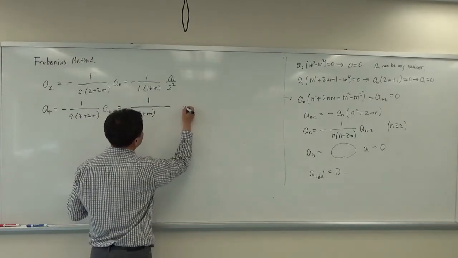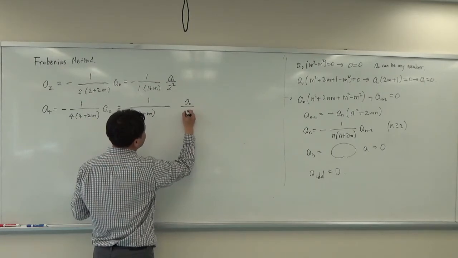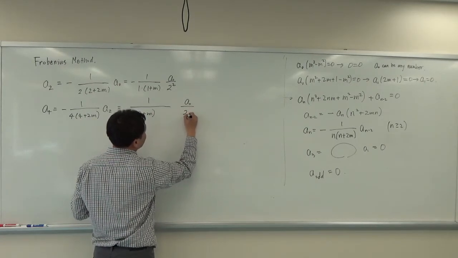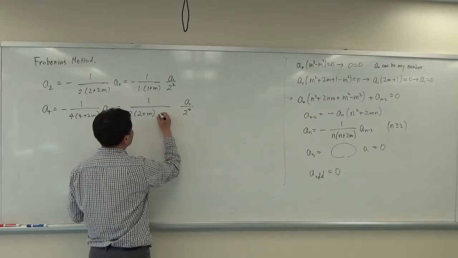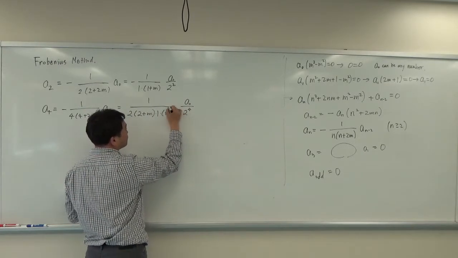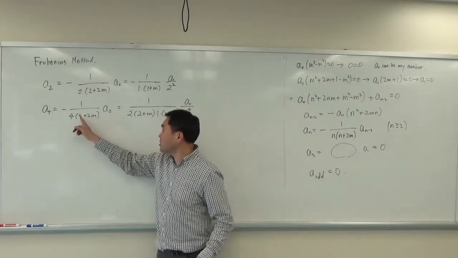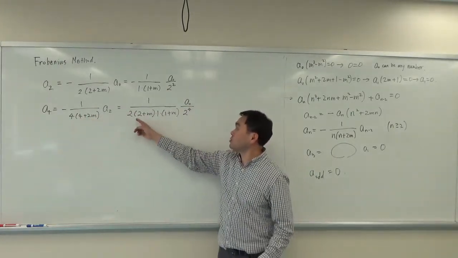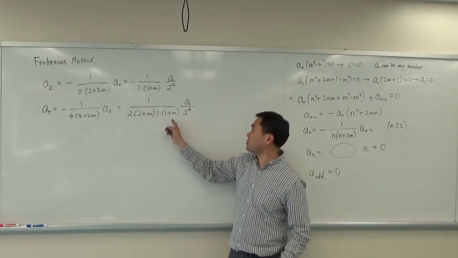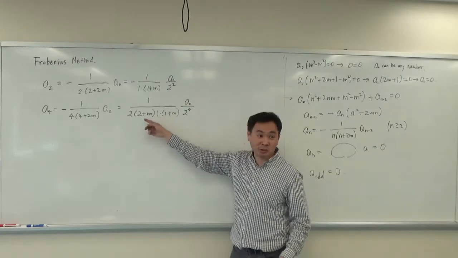And then A0 over 2 to the 4th power of 1 times 1 plus m. So see what happened? I factored the 2 out, another 2 out. So it's 2 times 2 plus m, and it's 2 to the 4th power because there was a 2 squared and another 2 squared is there.